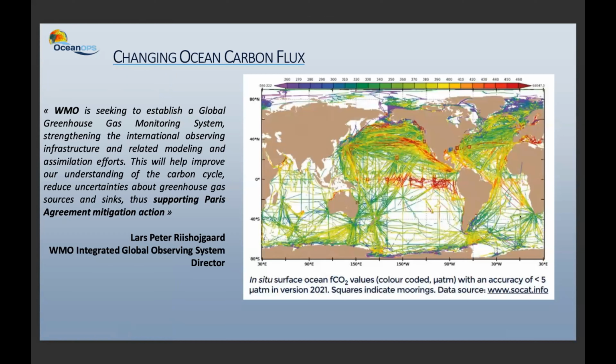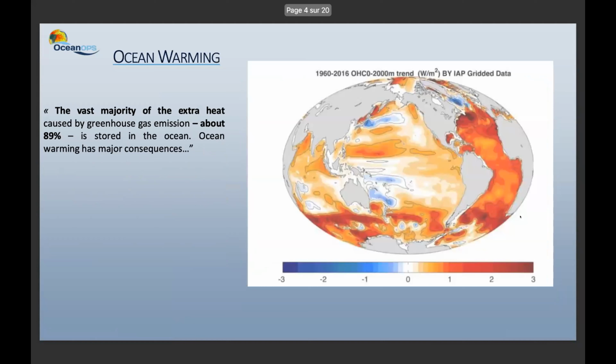Just a very quick reminder: as you know, human activity has a strong impact on the ocean, and the first major impact I want to show is the one related to the ocean carbon flux. This change is global and critical, and we'll see the consequences later on. Being able to monitor and understand this change is becoming one of the priorities for the World Meteorological Organization.